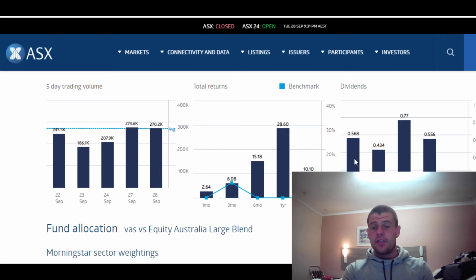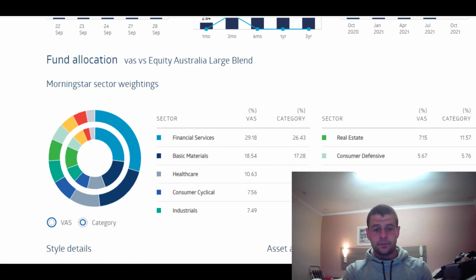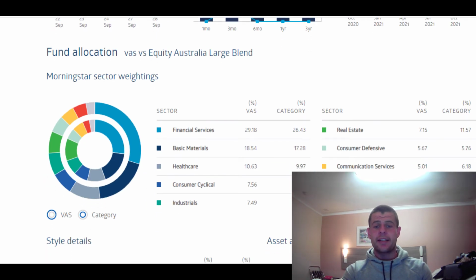We've got our last few dividend payouts. So October 2020 was 56 cents. The one after that in January was 43 cents. The one in April 77 cents, and the one in July 55 cents. So it's not looking too bad. Now it'll show you the weightings of the holdings within this. So we've got about 30% financials, about 19% of basic materials, 10% healthcare, and you can basically have a look at everything that's held in this.